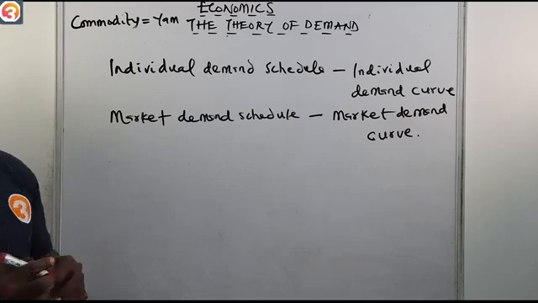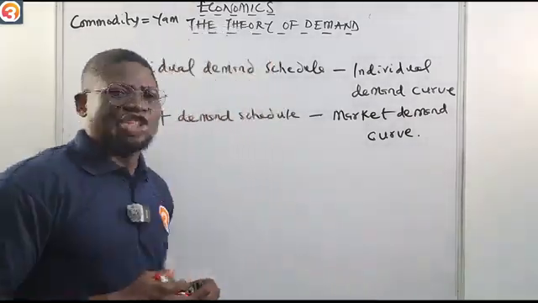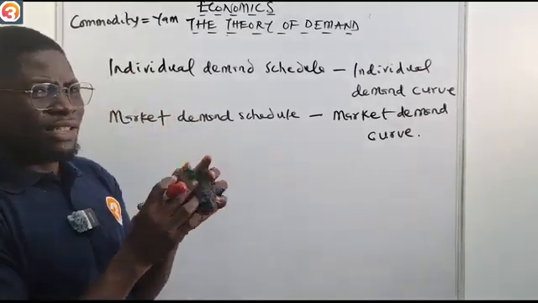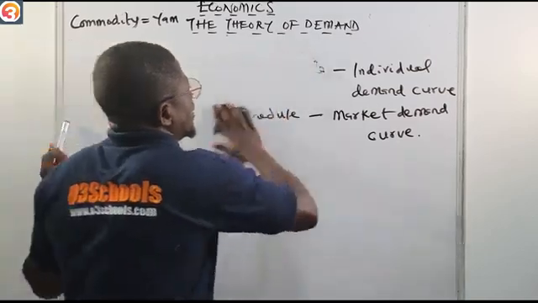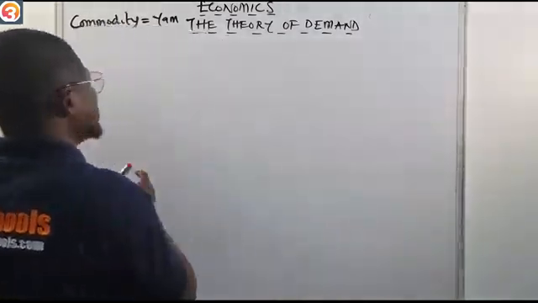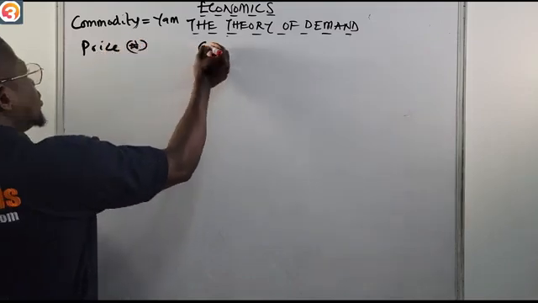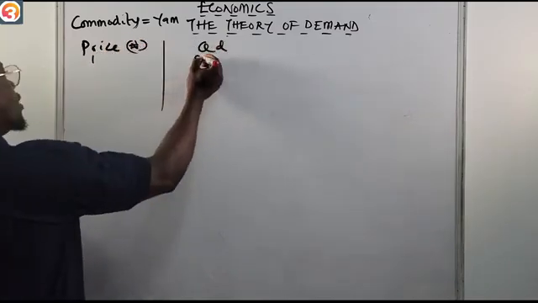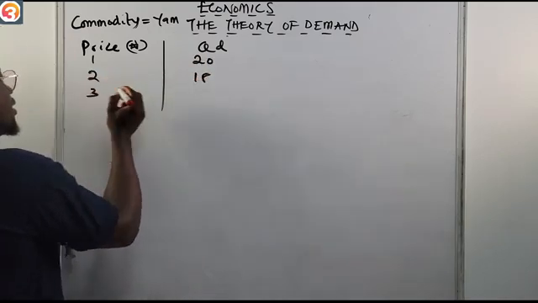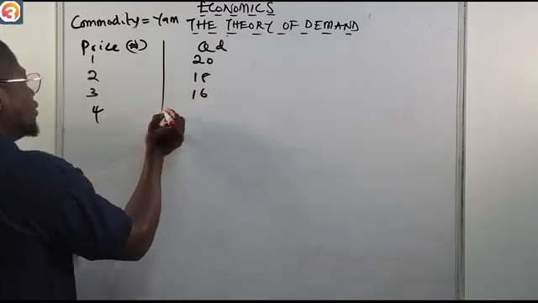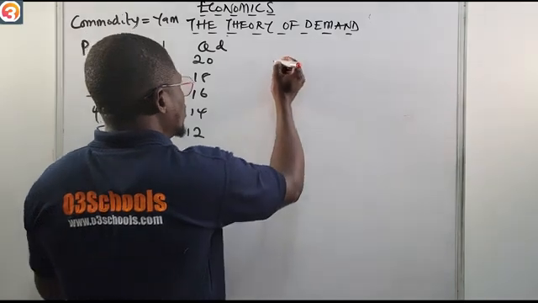All right, now let us use those hypothetical examples we took earlier. We want to take the individual demand schedule and plot a graph so that we'll see what this demand curve looks like. The first example we saw: price in naira, and then QD. When price was 1 naira, 20 units; 2 naira, 18; 3 naira, 16; 4 naira, 14; 5 naira, 12. So I want to draw our graph like this.